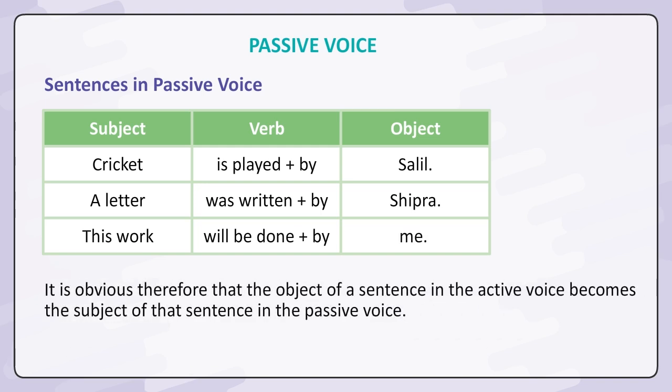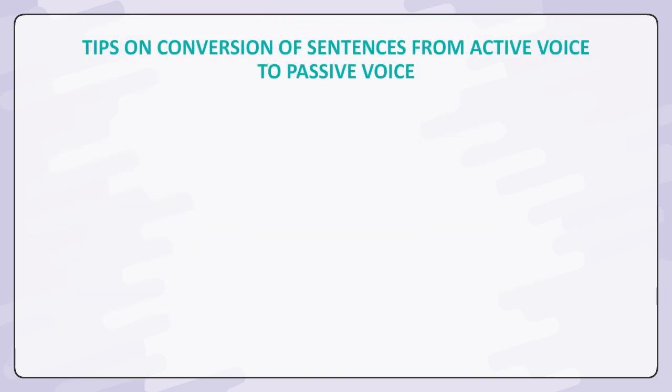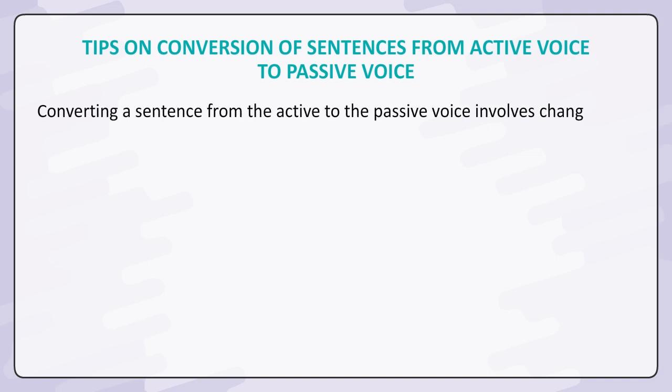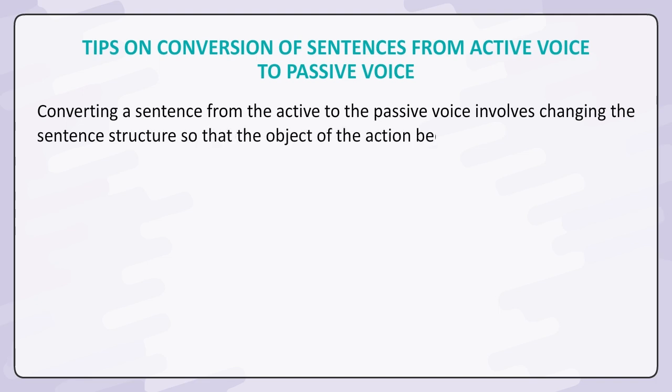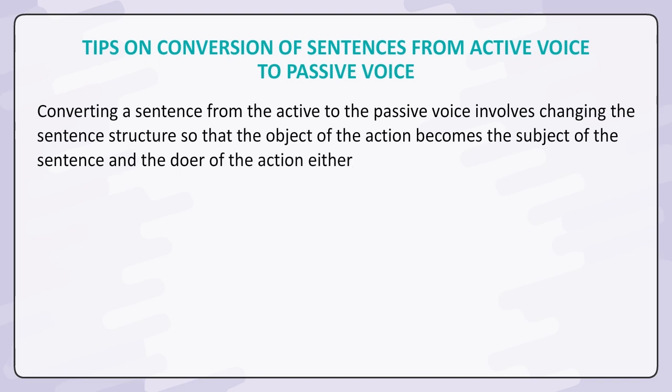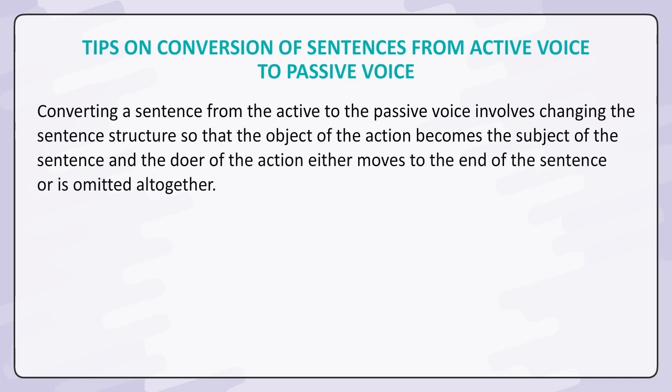It is obvious, therefore, that the object of a sentence in the active voice becomes the subject of that sentence in the passive voice. Tips on conversion of sentences from active voice to passive voice. Converting a sentence from the active to the passive voice involves changing the sentence structure so that the object of the action becomes the subject of the sentence and the doer of the action either moves to the end of the sentence or is omitted altogether.